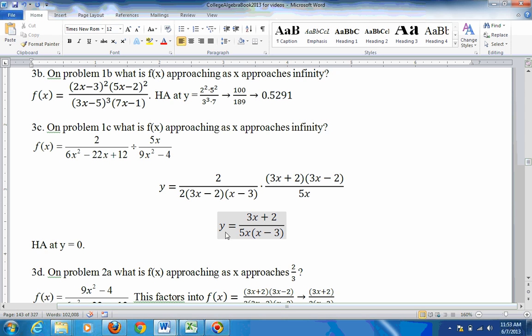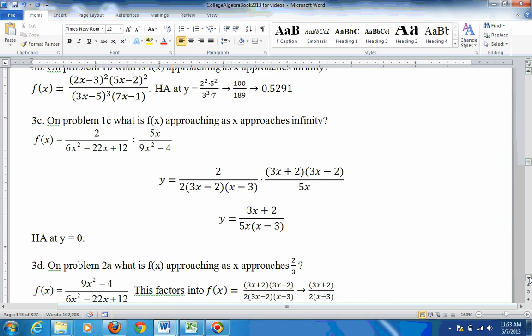Now, what is the horizontal asymptote for this? Well, the top is to the first power, the bottom is to the second power when you distribute that 5x through. And when the power of the denominator is bigger than the power of the numerator, then you have a horizontal asymptote at y equals 0.